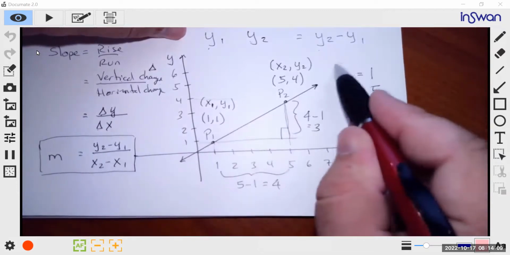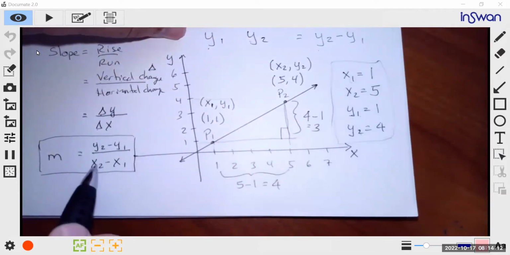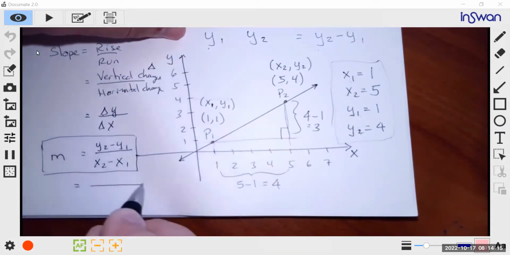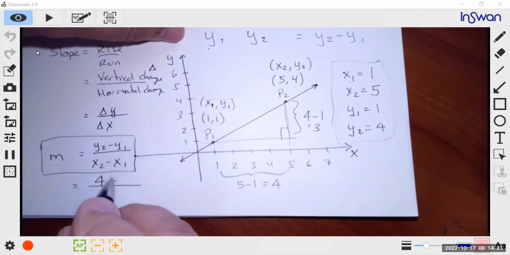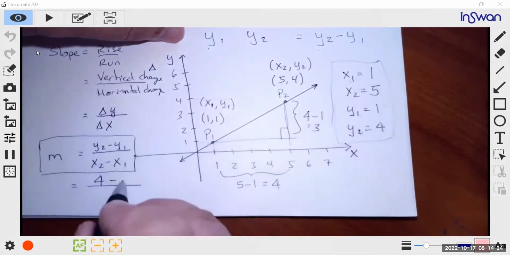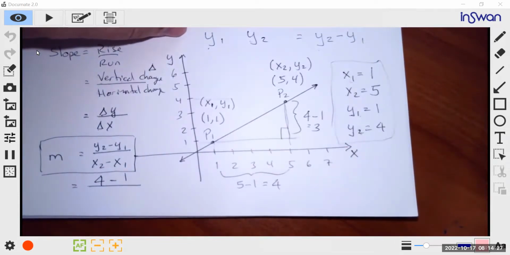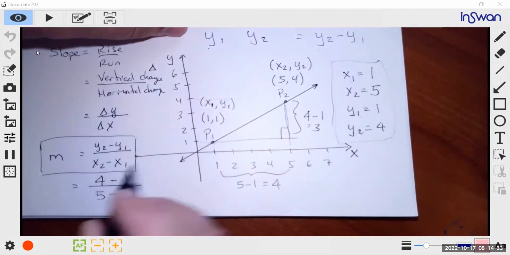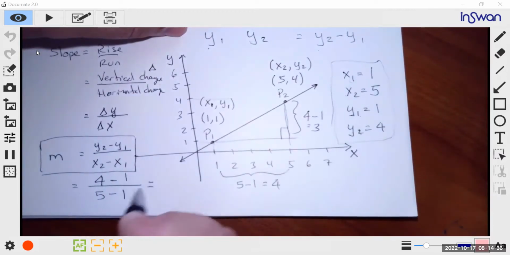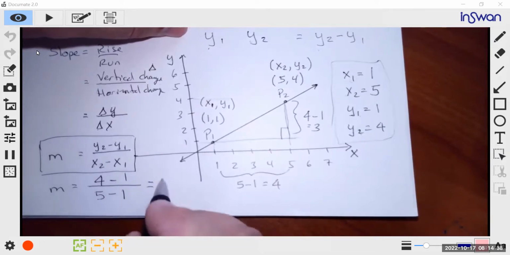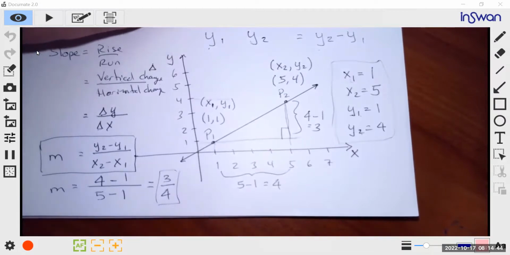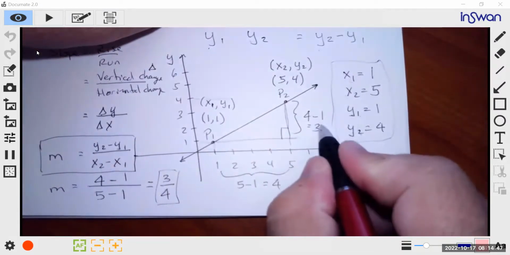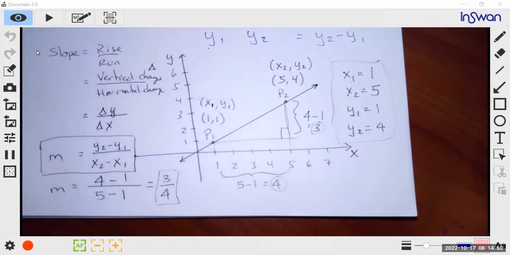So if we take these as we defined them and plug them into our equation, y2 is 4 minus y1 is 1 over x2, which is 5, minus x1, which is 1. So the slope, 4 minus 1 is 3, 5 minus 1 is 4. The slope is 3 over 4, which is what we found here. The vertical change over the horizontal change. That's what it's saying to us.